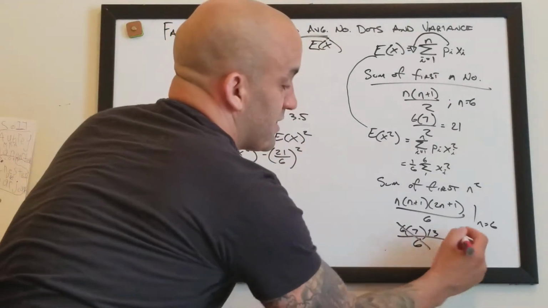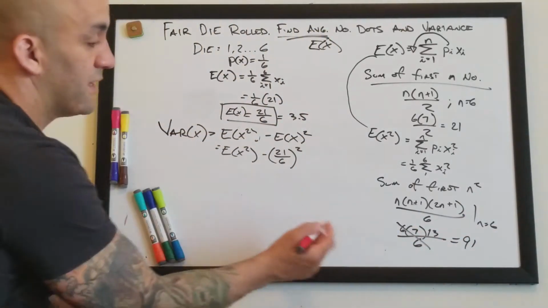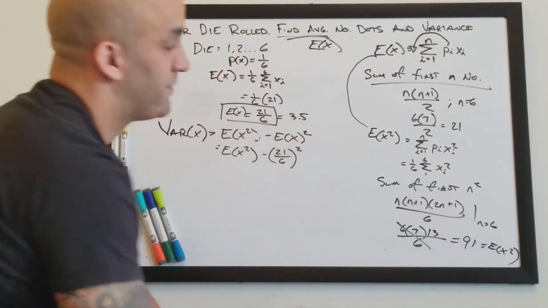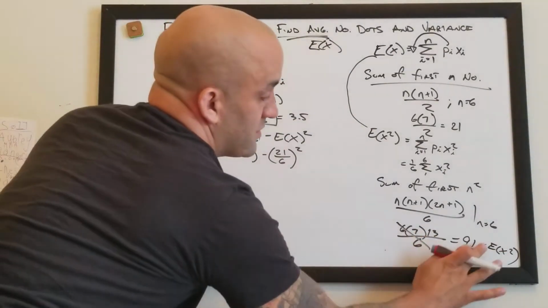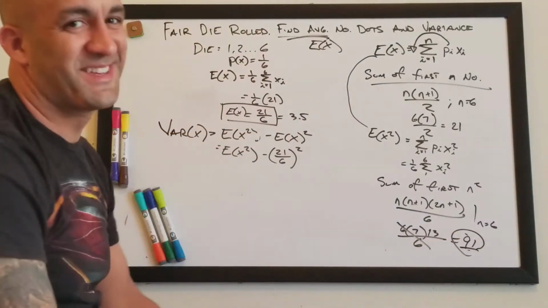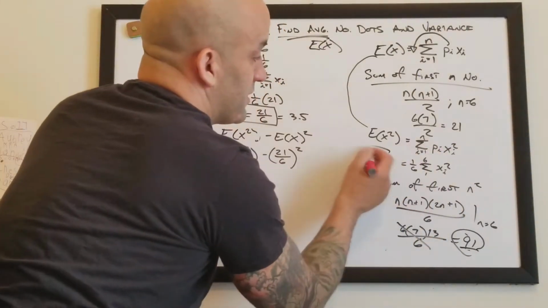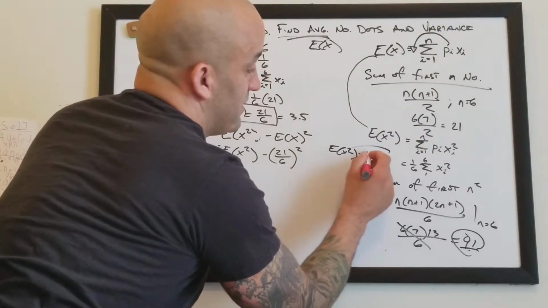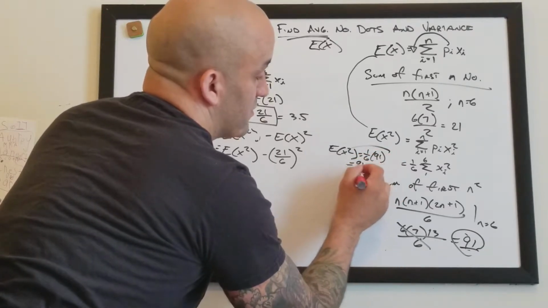So these 6 will cancel out. You're going to have 7 times 13, which is 91, right? So this is going to equal to your x squared, but we got to divide that by 6, right? So 91 is your first 6 numbers squared, summed, right? So if we were to look at this, the expected value of x squared is going to equal 1/6 times 91, which is equal to 91 over 6.